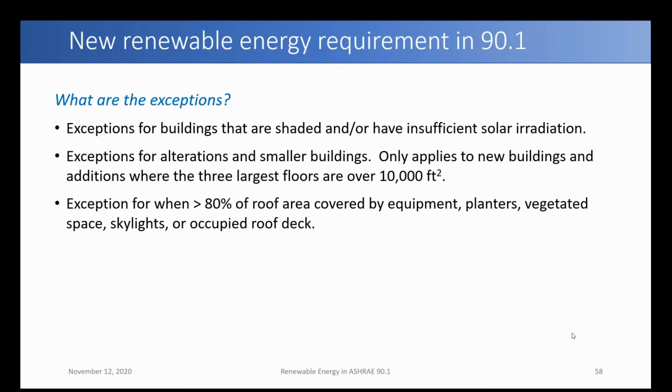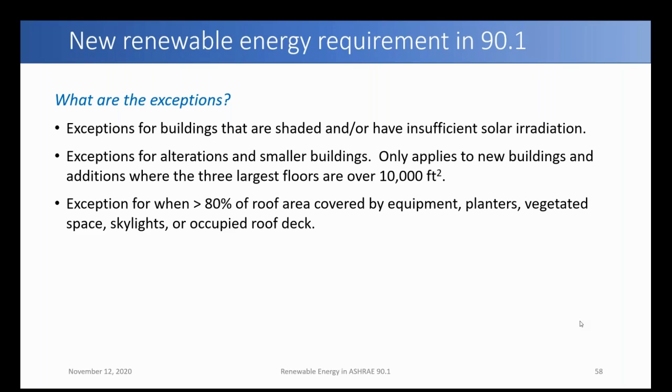So anytime you set a requirement, it's equally important to look at what are the exceptions, where does it not make sense? And so there are a number of exceptions. Number one, there are exceptions for buildings that are excessively shaded or have insufficient solar irradiation. How that's calculated and determined is specified in the actual code text. So if you happen to be on a site that you just don't have any sunshine because of surrounding infrastructure or geographical features, then there's an out.